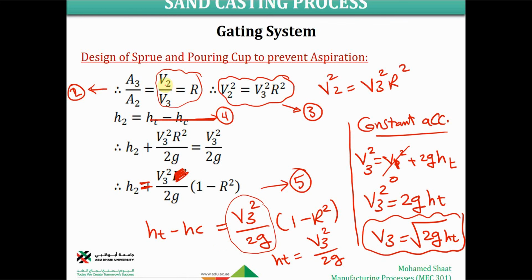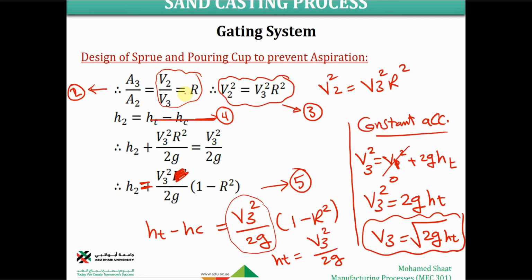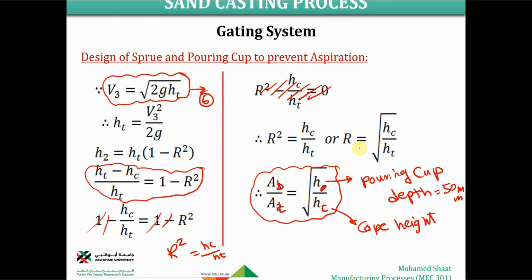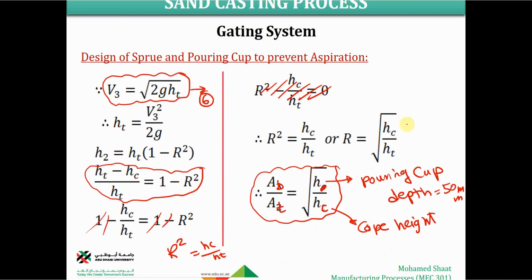What is this ratio? This should be V2 over V3, which should be the area 3 over the area 2. And this is what we need. So we already have R, just one R. It should be the square root of HC over HT, right? So this R is the area of the bottom of the down sprue to the area of the top of the down sprue. It should equal R, and we got R as the square root of HC over HT. So the area of the bottom of the down sprue to the area of the top of the down sprue should equal the square root of HC over HT.